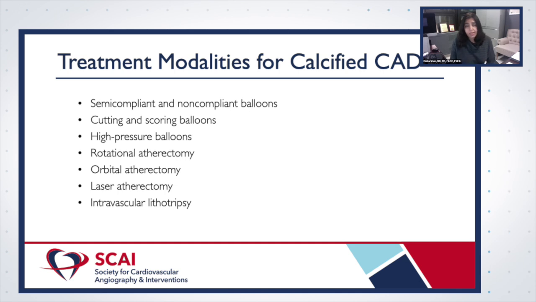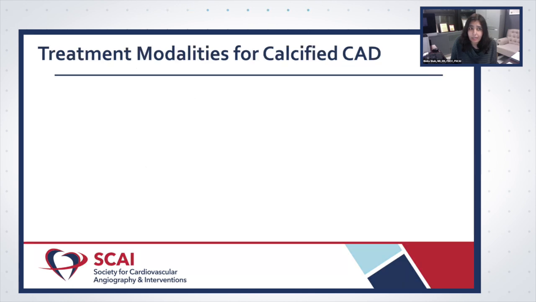Some of the treatment modalities that we go through: semi-compliant, non-compliant balloons, as well as specialty balloons, including the good old cutting and scoring balloons, as well as some of the newer, very high-pressure balloons. Rotational atherectomy, orbital atherectomy, laser atherectomy, and IVL. What's unique about this statement, however, is that we don't just summarize what these modalities do and what are some of the data behind these modalities.